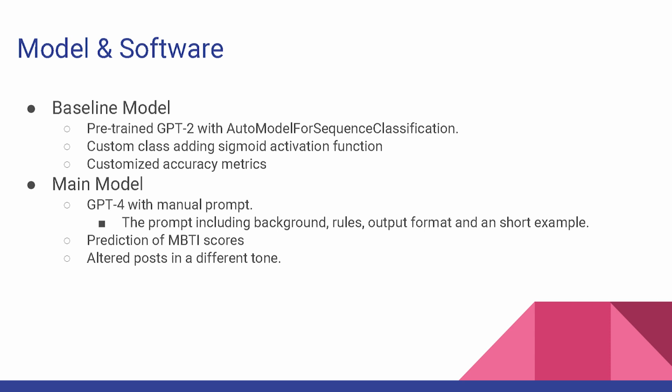And for the main module, we use the GPT-4 model with manual prompts. The prompt includes the background, rules, input-output formats, and also some hints about the MBTI types, mainly focusing on the differences between different MBTI types. And then the output is 2 parts. The first one is the MBTI analysis, which results in score types and also a bunch of words of analysis. The second is the altered post in different MBTI personalities, which are defined in the previous prompt.